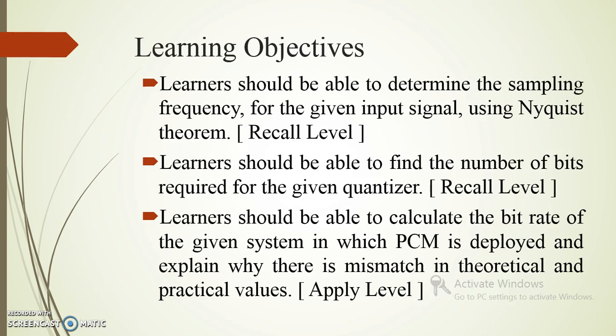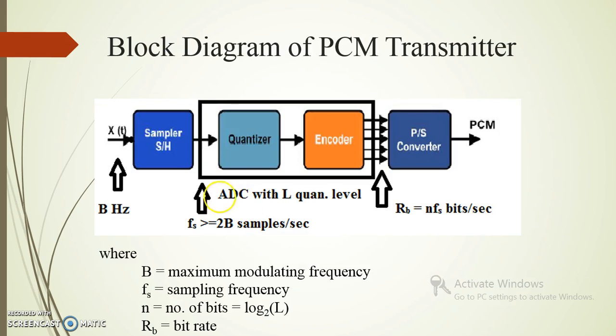So first of all, we'll start with the block diagram once more. Here we have not used the first block, which is a low pass filter, because it doesn't figure in the calculation. I am assuming that the input to the sampler is a signal having a maximum frequency component of B hertz, where B is nothing but the maximum modulating frequency.